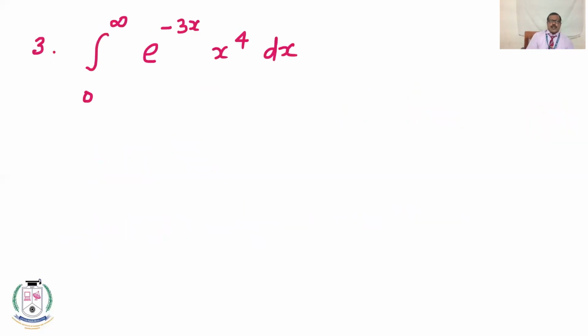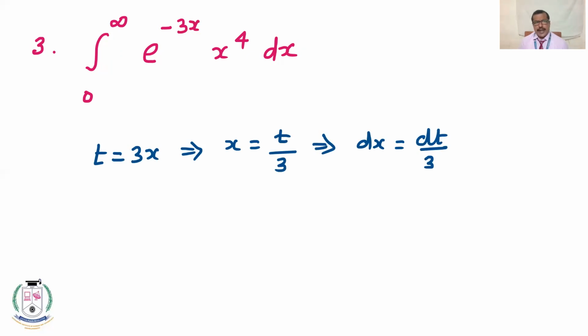Next one: integral 0 to infinity e power minus 3x, x power 4 dx. How to find the solution for this? There are two ways of doing it. One is the direct substitution method. The other one is the result method that we have derived. If you want to solve this directly, we need to handle this 3x. So take substitution t as 3x. Then x is t by 3, and dx will be dt by 3.